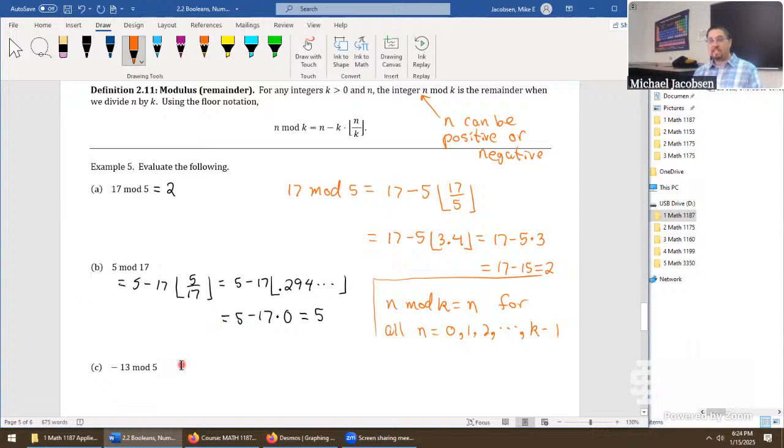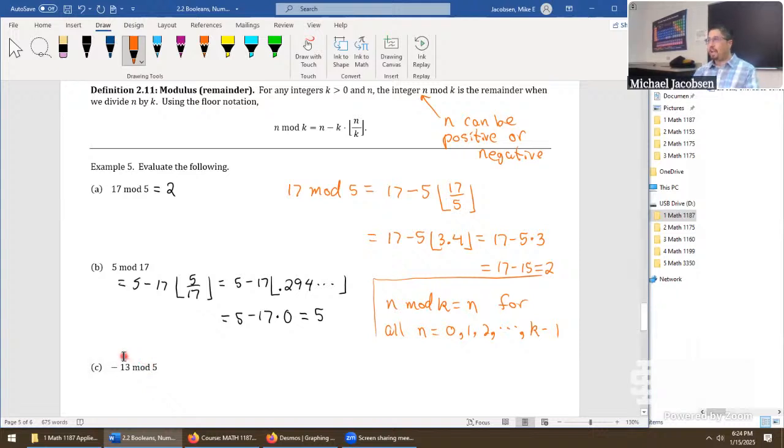Now here's the weird one. Everything we did here really is the remainder after dividing by whatever the divisor is, 5 in this one, 17 in this one. Here it becomes a little bit vague. The remainder would be 3 if we're thinking about dividing by positive 13.